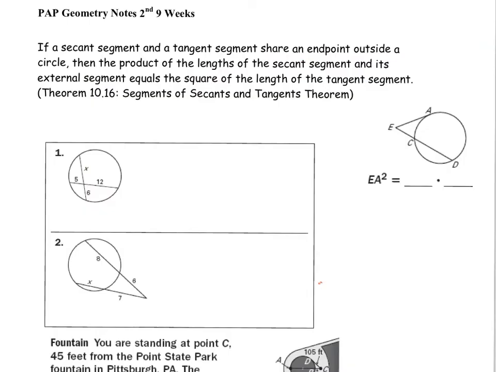Our next theorem deals with a secant and a tangent, and again, you can read it, but it basically states that the product of the lengths of the outside segment of the secant times the whole, so EC times ED, is equal to the tangent segment squared. Pretty straightforward.